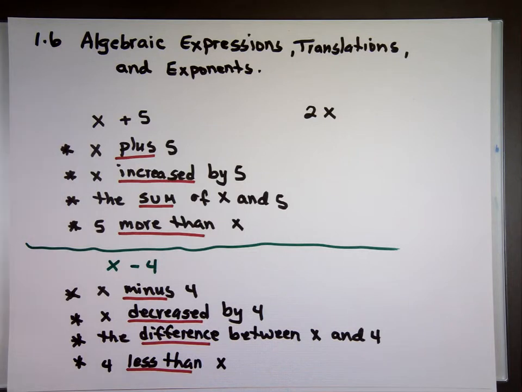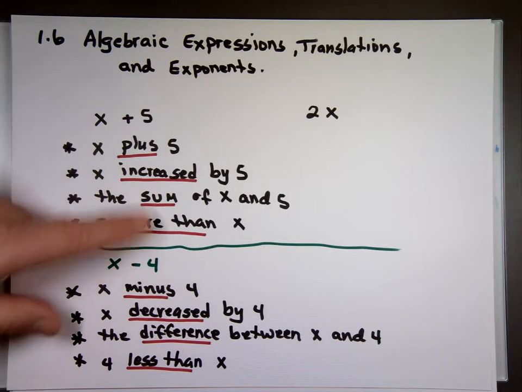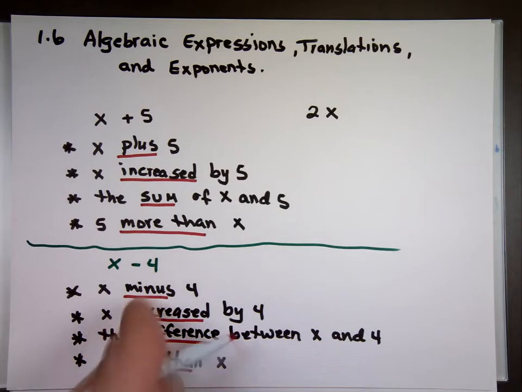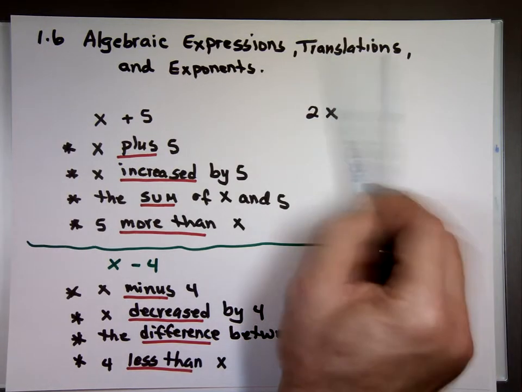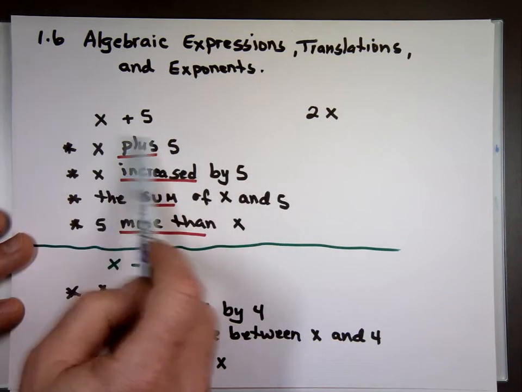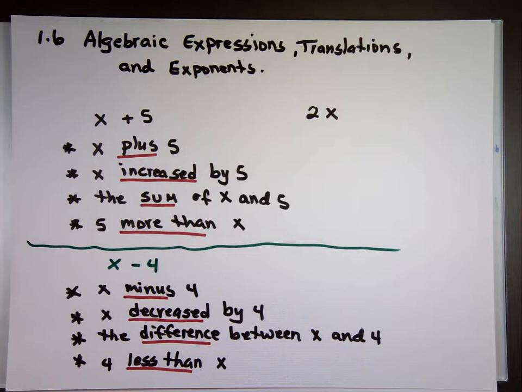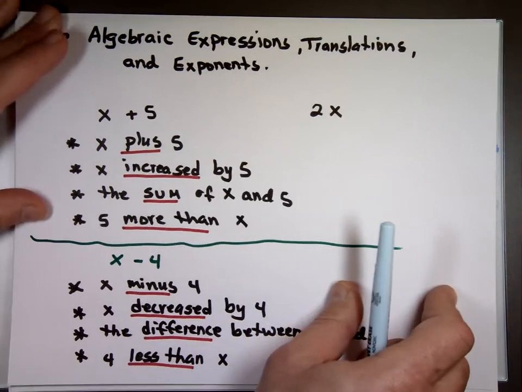So when you look at a statement in a few minutes, if you see plus, that means addition. Increased means addition. Sum means addition. More than means addition. If you see minus, that means subtraction. Decreased means subtraction. Difference means subtraction. Less than means subtraction. Now let's try multiplication and division, and see what keywords you might be looking for. Because where we're going is right there: translation. How do you take a sentence and change it to an algebraic expression? Basically, we're talking about word problems. And you know that's everyone's favorite topic.